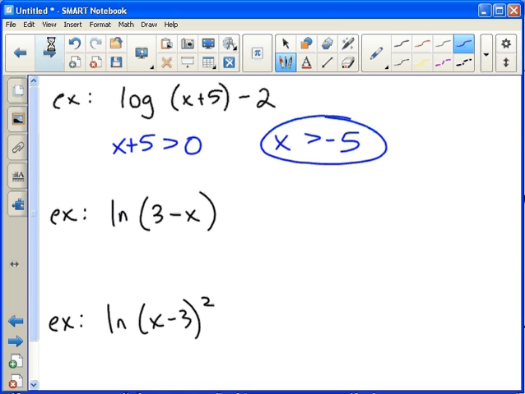Okay, for my third example here, we have the natural log. Again, it doesn't matter what kind of log it is, we can only log positive numbers. So 3 minus x has to be greater than 0. For this one, I'll subtract 3 from both sides, but then I've got to divide both sides by negative 1, which means I have to flip the inequality sign. So I get x is less than positive 3.